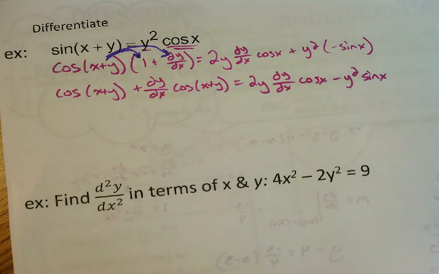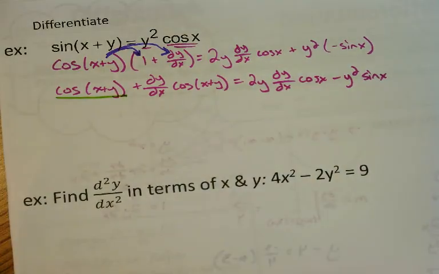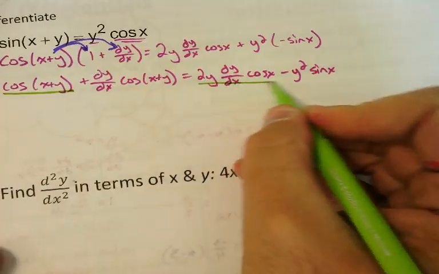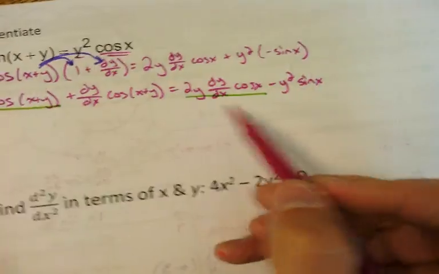I want to collect all my dy dx's and put them on one side. So I'm actually going to abandon what I'm underlining here. I'm going to move that cosine x plus y on over to the other side. And I'm actually going to shift this term with the dy dx to the other side as well. So I'm going to subtract both those green underlined terms.